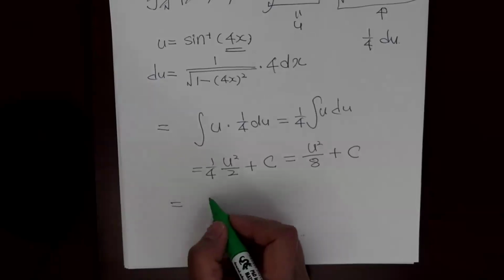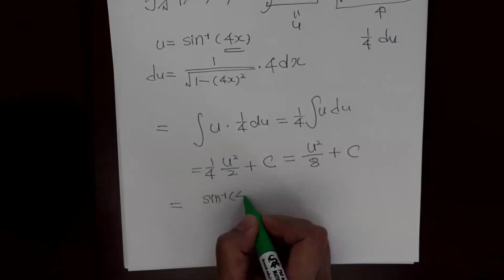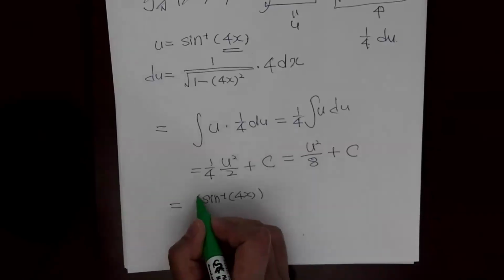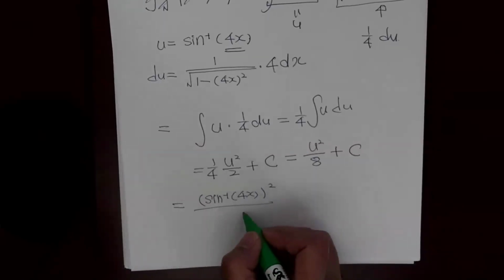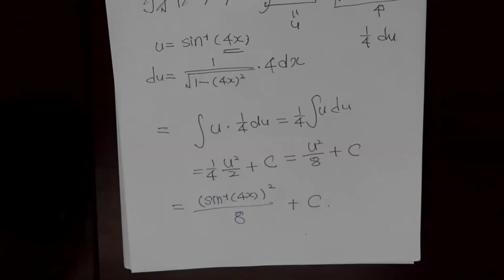So that is u, which is sine inverse of 4x, that's squared, over 8 plus c. Do you have any question?